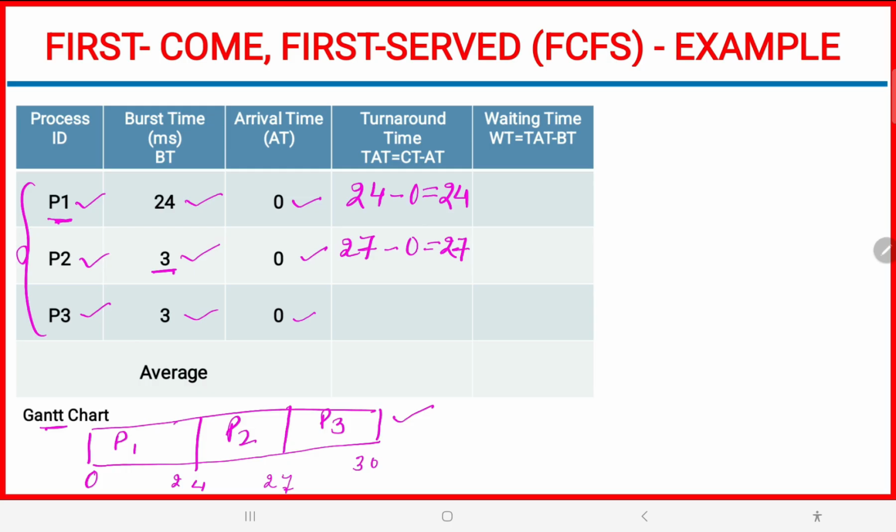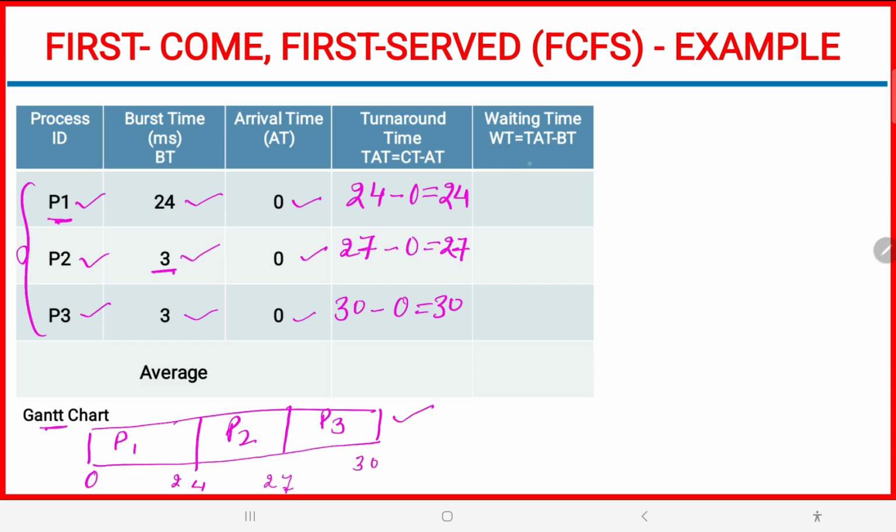Then comes P3. P3 completed its job at 30th millisecond. So 30 minus arrival time, which is 0. So in this case, the turnaround time is 30.